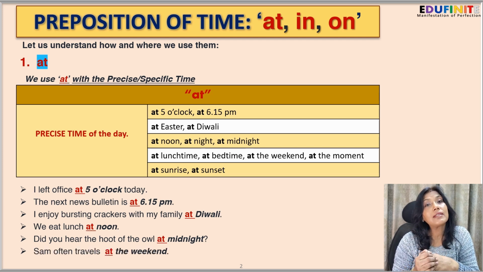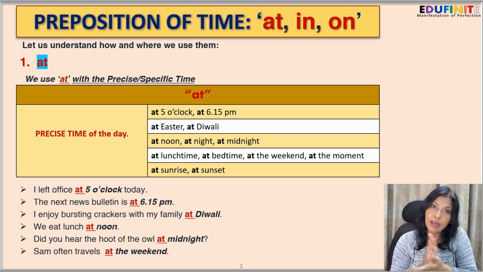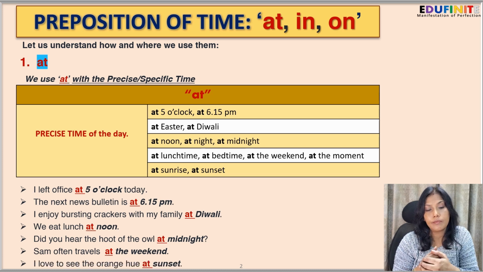Sam often travels at weekend. So what does Sam do? He often has to travel. And when does he choose to travel? At the weekend. I love to see the orange hue at sunset. When the sun is setting, the sky is splashed with the orange hue, which I just love to see.